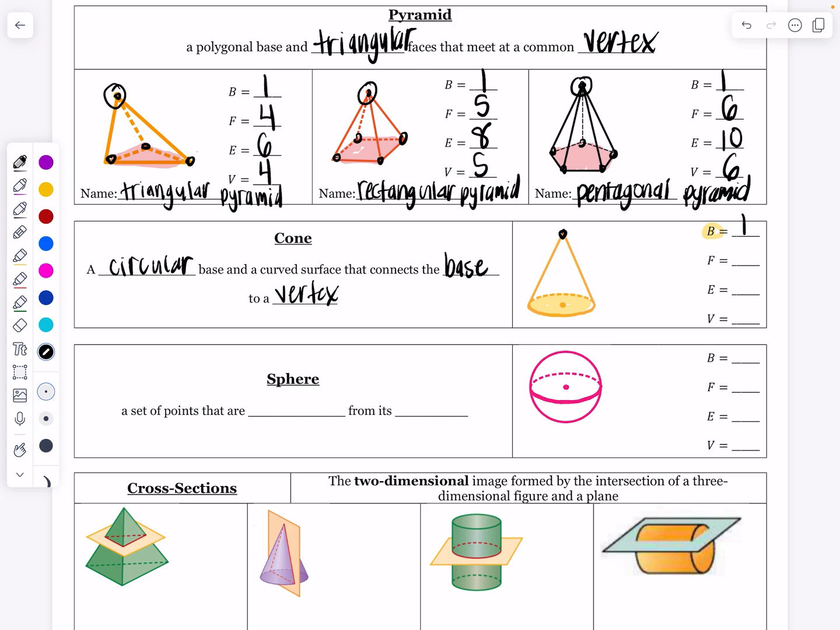How many faces are there going to be? Just that one. How many edges are there? 0. And how many vertices are there? There's just going to be that 1 point. Okay, so that is what a cone is.